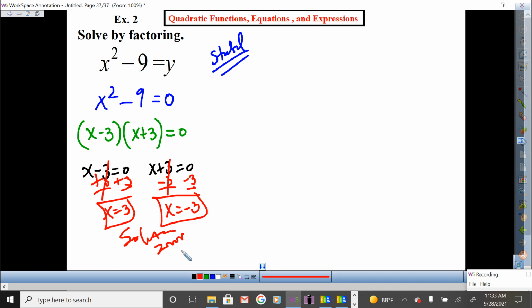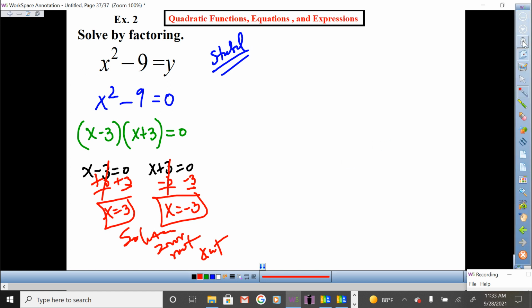Zeros, roots, x-intercepts. Let me walk through the process and make sure we got it. Step 1, make sure it's in standard form and equal to y. Step 2, change it to 0 and make sure there's no GCF. Step 3, factor. Here, since this was a difference of squares, we went straight to our factors. From there, set it equal to 0 and solve. Tell me if everyone is comfortable with these? Yeah, should be familiar, hopefully.